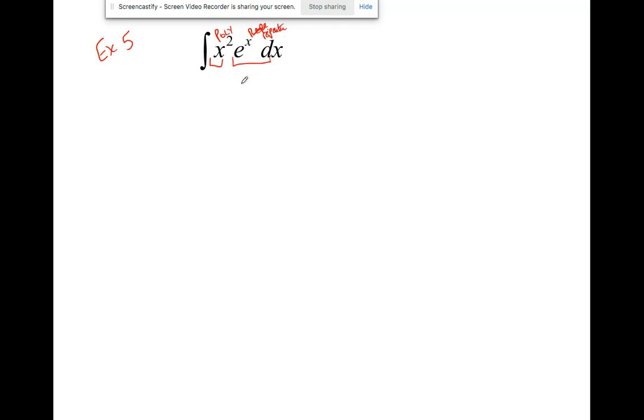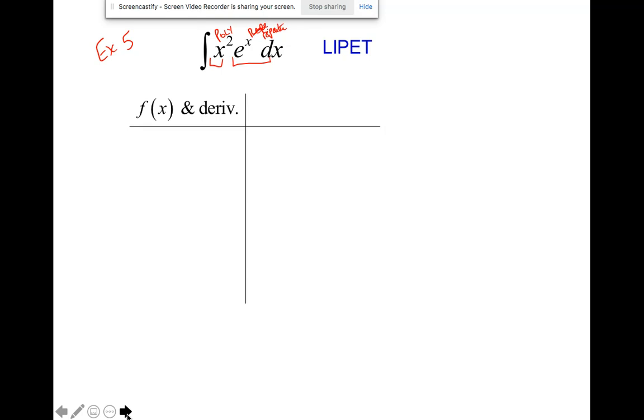Right? Anti-differentiating or differentiating, e to the x just goes nowhere. You just don't have any end. So I still use LIPID, and I chose x squared. I'm going to put x squared and all its derivatives in the first column. I'm going to put e to the x and all its integrals in the second column.